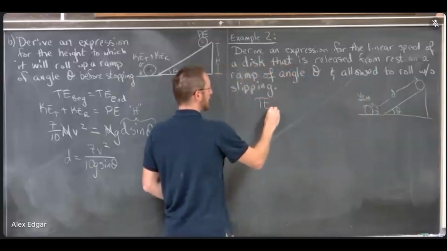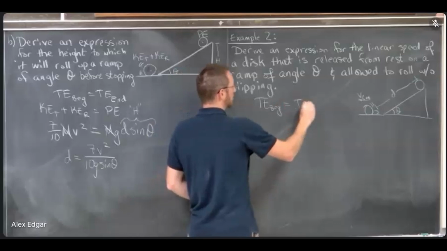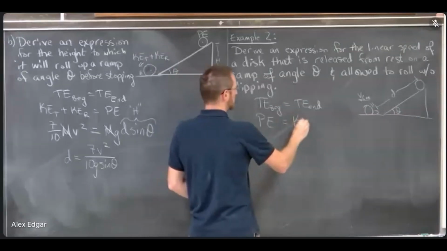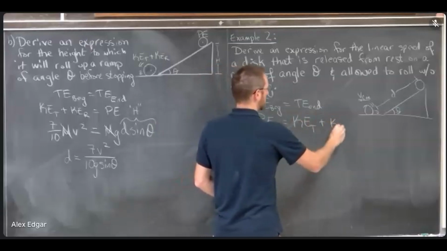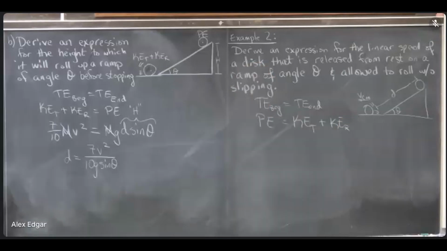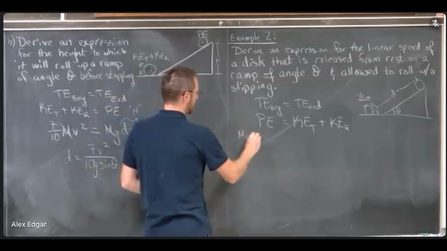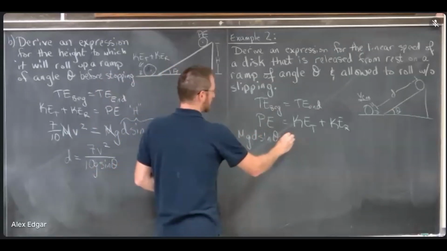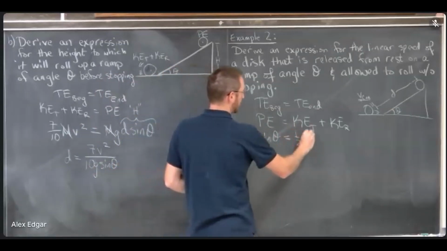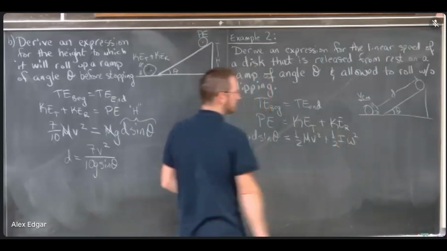Once again, we have total energy at the beginning, going to be total energy at the end. This time, the total energy at the beginning is potential, and at the end, it's going to be rotational. We are just simply running the previous problem in reverse. At the beginning, we have mg d sine theta, and then at the end, we will have 1/2 mv squared plus 1/2 I omega squared.